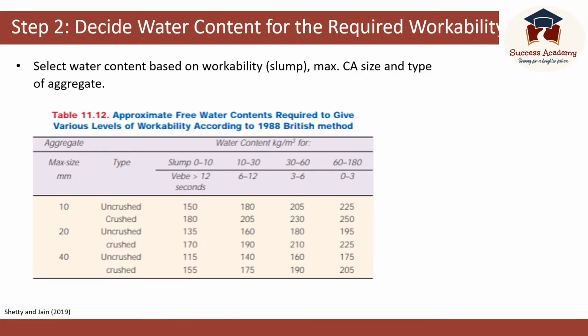Step 2 is to decide water content for the required workability. So we select the water content based on the slump, maximum aggregate size and the type of aggregates. For example, let's take the maximum aggregate size as 10 millimeters and we use uncrushed coarse aggregates. If we need a slump between 30 and 60, we need a water content of 205 kilograms in a cubic meter of concrete mix.